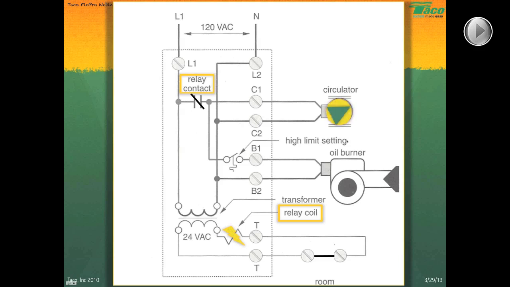And it won't fire again. If the call for heat continues, the burner will not fire again until we get below 175 in this example. The boiler will stay off until we reach 175 if the call for heat is continuous.